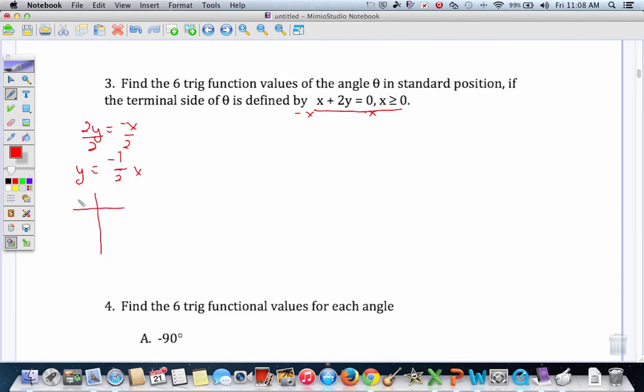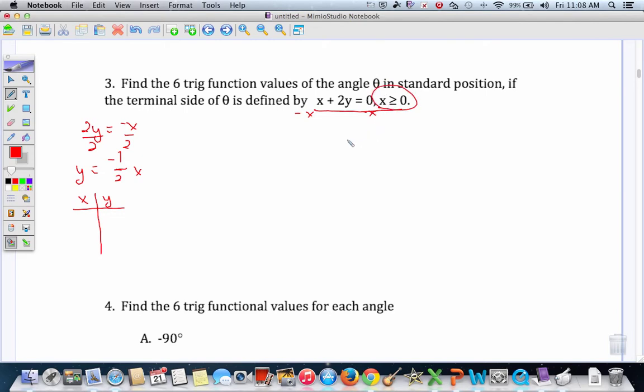x. If we were to actually graph this, we would want to make an xy ordered pair chart and plot a few points. In this case, I just need one x and one y to be able to find my r and find my 6 trig functions.